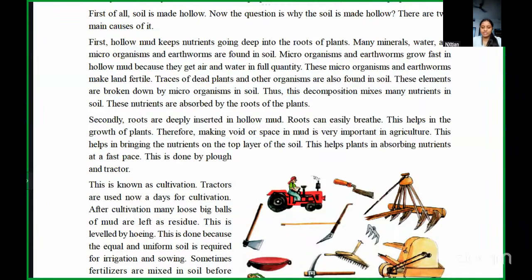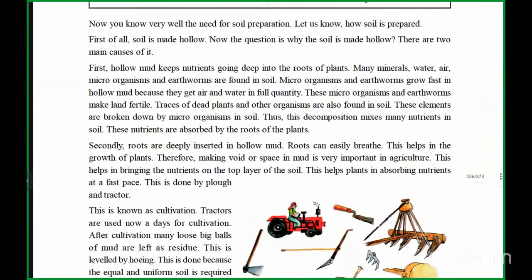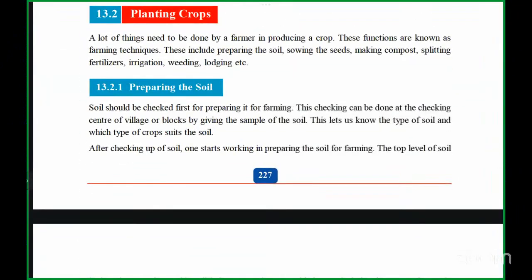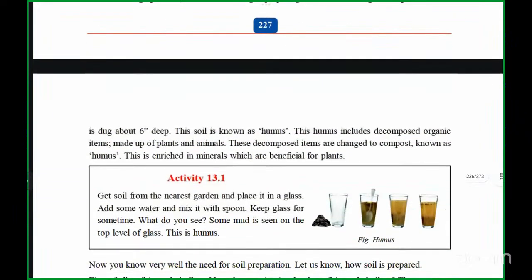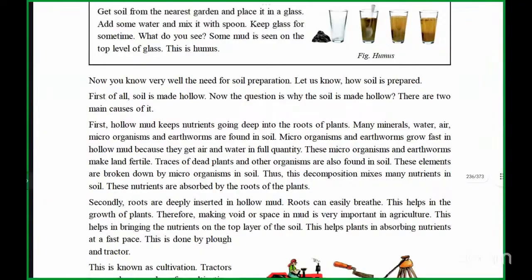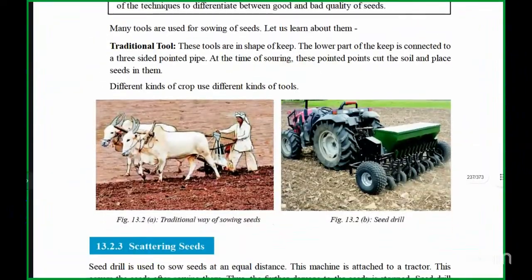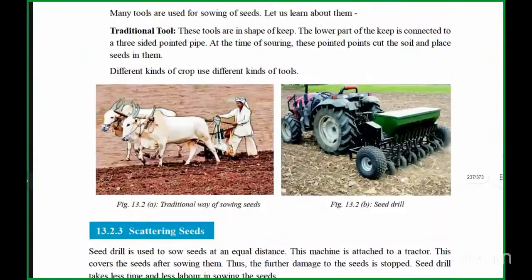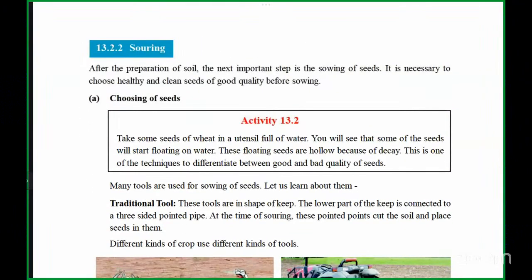Under this first step, there are some more steps, such as first checking of soil, then selecting the crops, then plowing or making holes, and then cultivation. Then comes sowing of seeds. In the first step, we checked the soil, then we made holes in the soil, and we may put nutrients in the soil. Now we will sow the seeds.